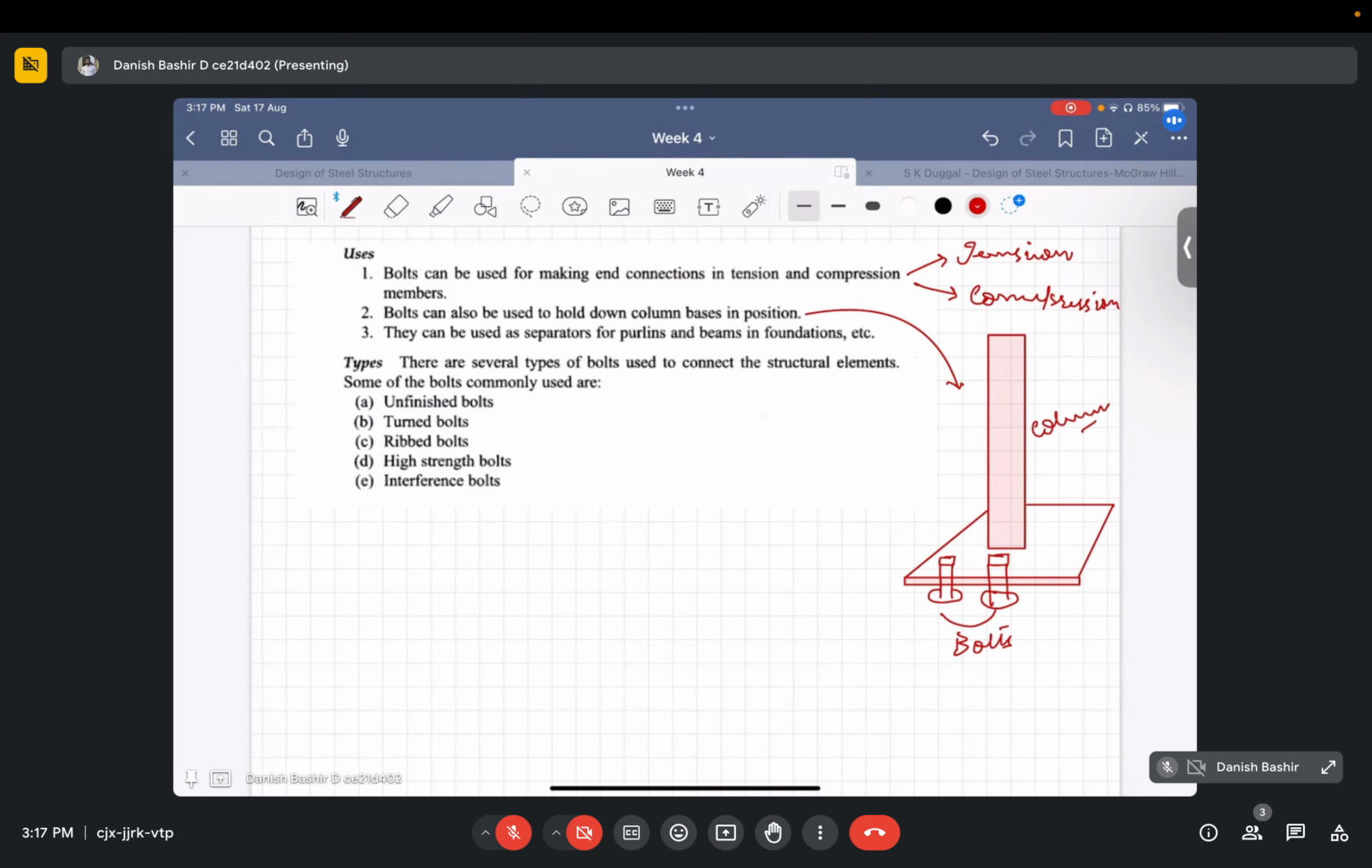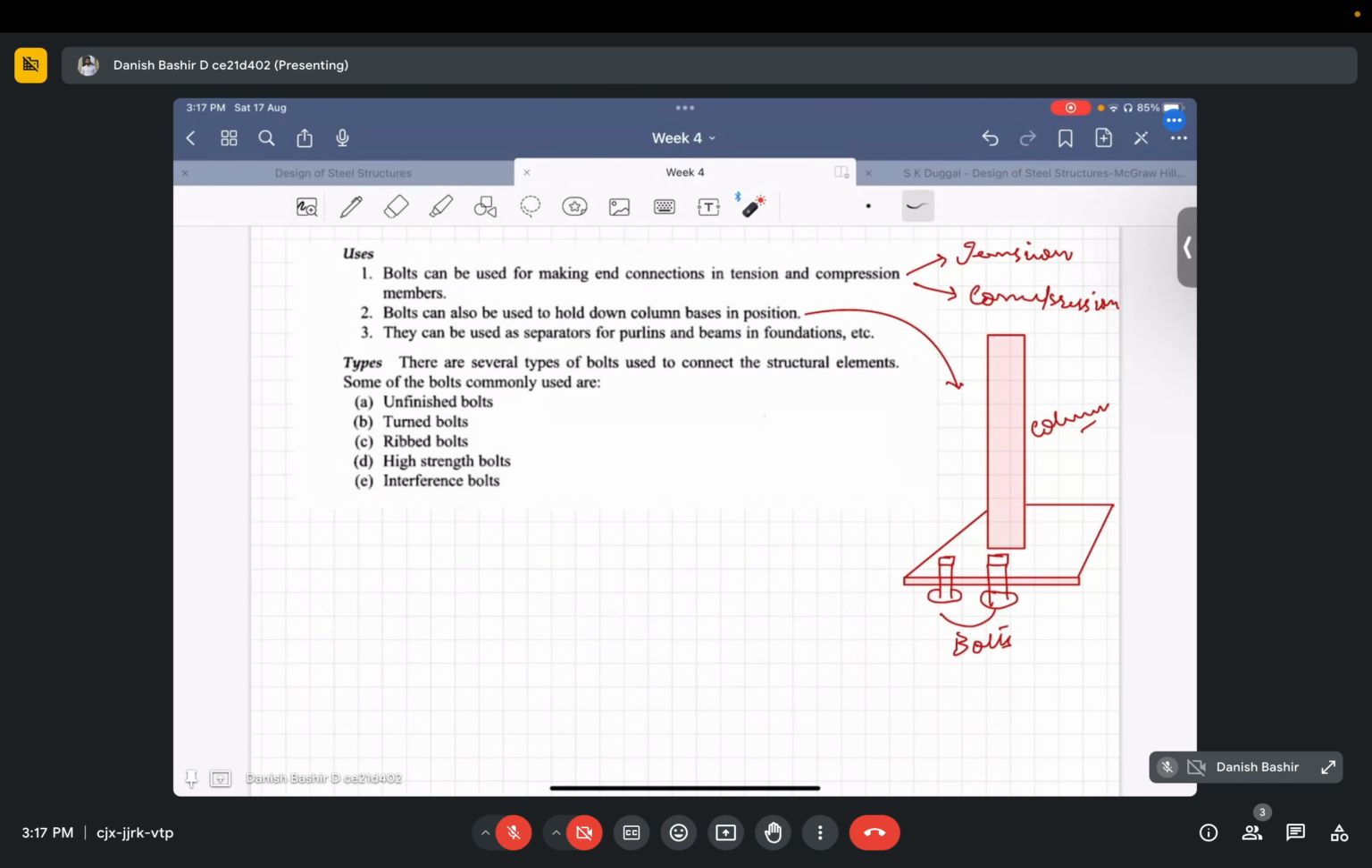Okay, they can be used as separators for purlins and beams in foundations, etc. This is one more use of these bolt connections. So there are several types of bolts used to connect structural elements. As I was earlier talking about, what are the different types of bolts? One is unfinished bolts, another is turned bolts. Then there are ribbed bolts. We have here high strength bolts and interference bolts. We will see one by one what these bolts are.